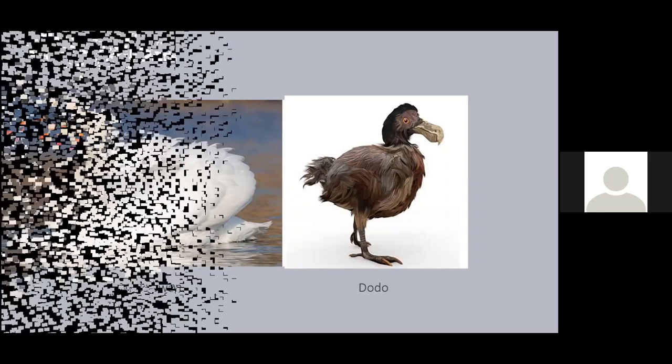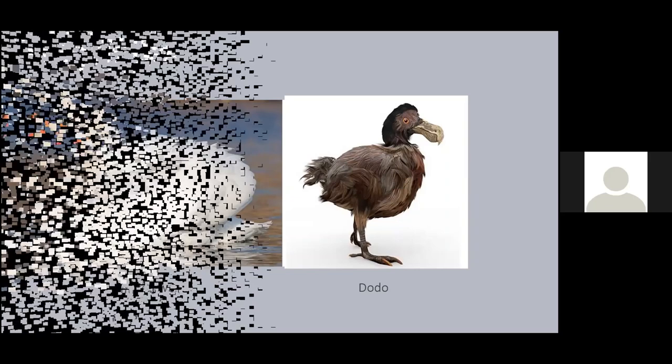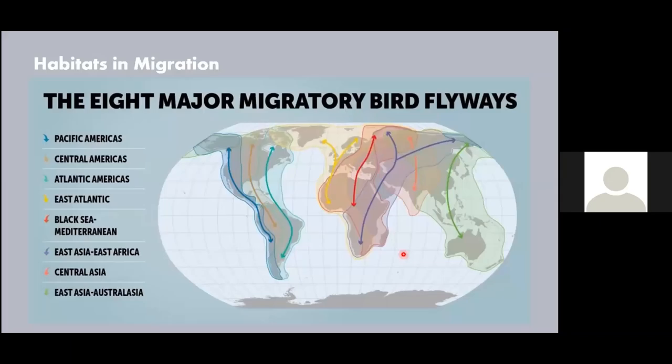The next habitat is migration. Habitat in migration means habitat used during migration. Now, what is migration? Migrate means to move from one region or habitat to another according to seasons.